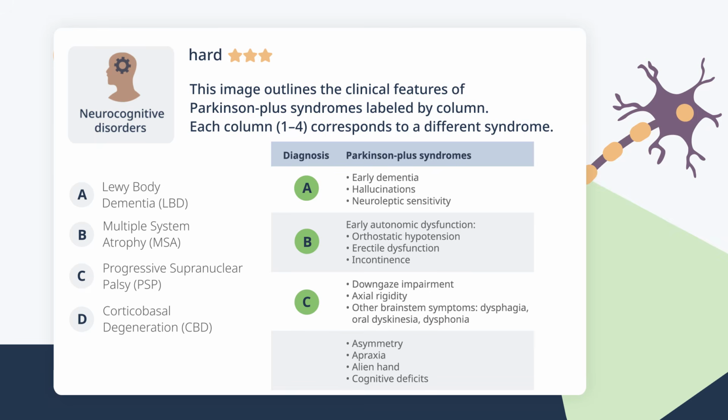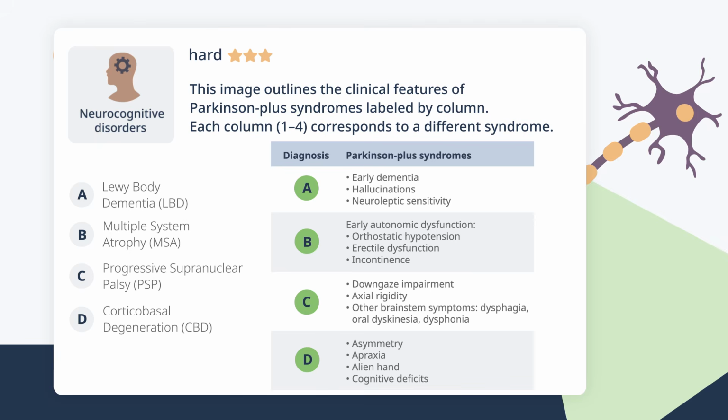This is also an axial, akinetic, rigid Parkinsonism. So patients have difficulty moving, and they are very, very rigid, often in the axial musculature that controls our posture and axial tone. Patients may have other brainstem symptoms, dysphagia or oral dyskinesias, or dysphonia.